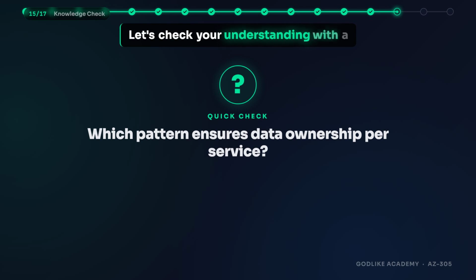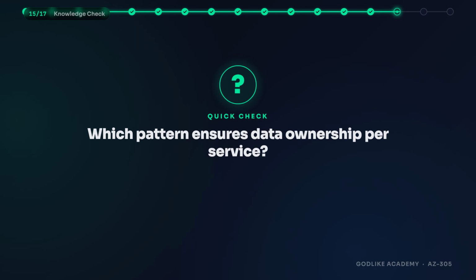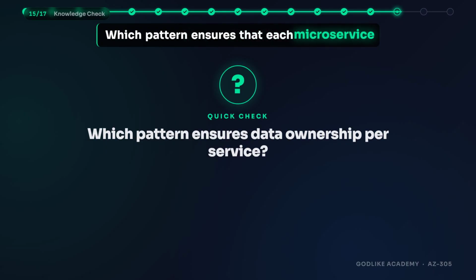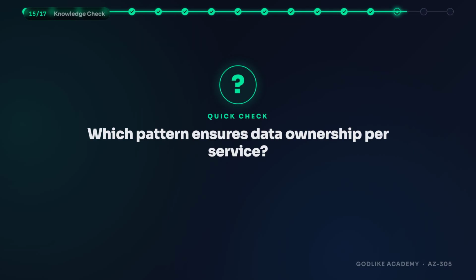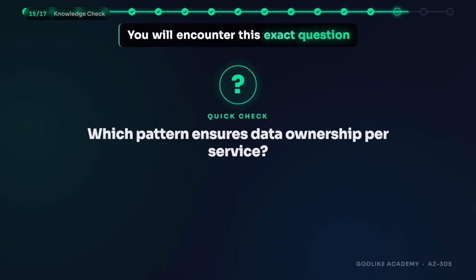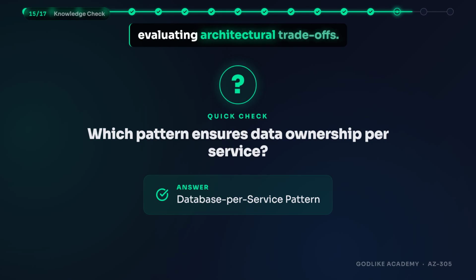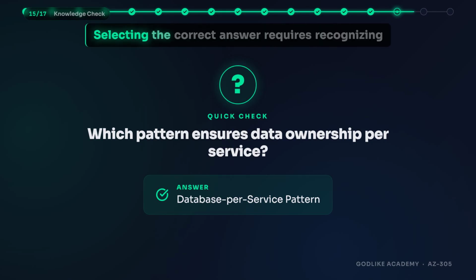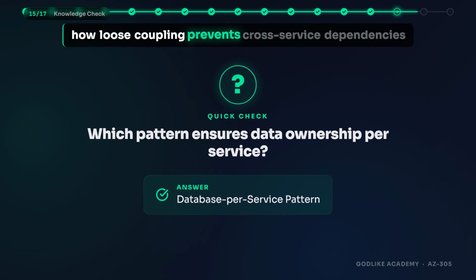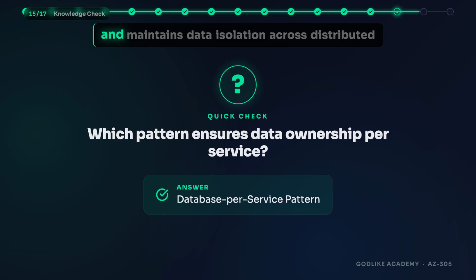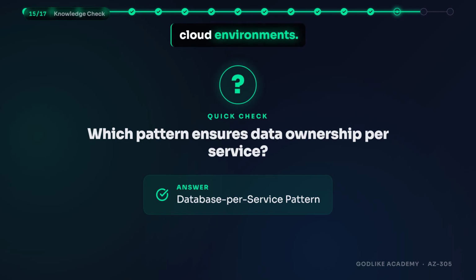Let's check your understanding with a practical scenario. Which pattern ensures that each microservice owns its private data store and communicates via APIs rather than sharing a database? You will encounter this exact question format on the certification exam when evaluating architectural trade-offs. Selecting the correct answer requires recognizing how loose coupling prevents cross-service dependencies and maintains data isolation across distributed cloud environments.